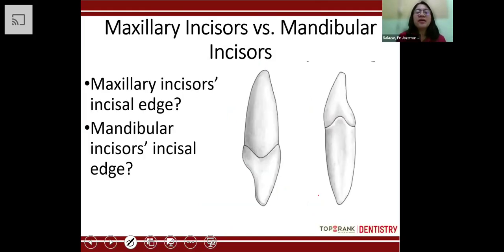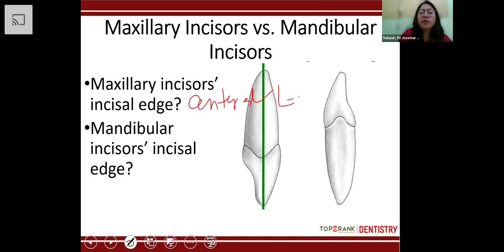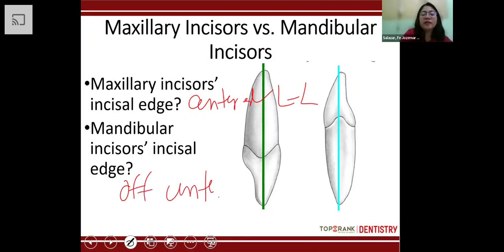Okay. So maxillary incisors, incisal edge, center or off center? Nakagitna ba siya labiolingually? Or off centered? It is centered labiolingually. Ito, mandibular incisors, incisal edge. It's off-centered towards the lingual. Okay? Off-centered labiolingually towards the lingual.